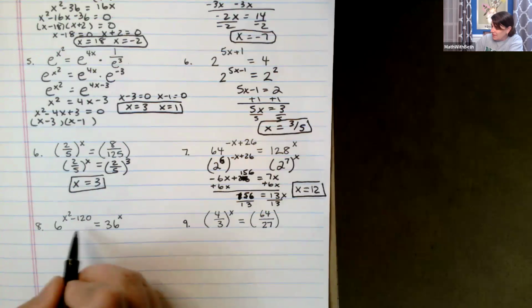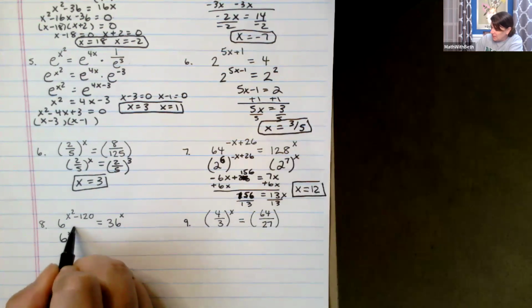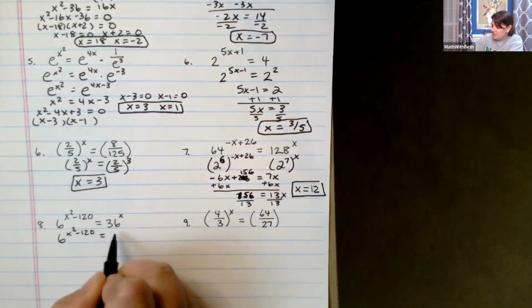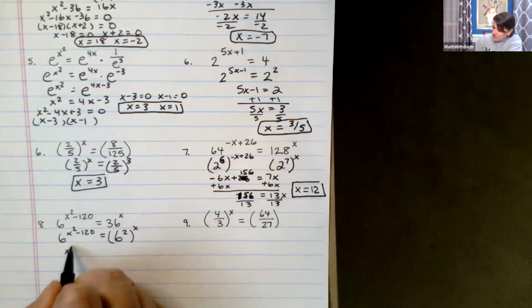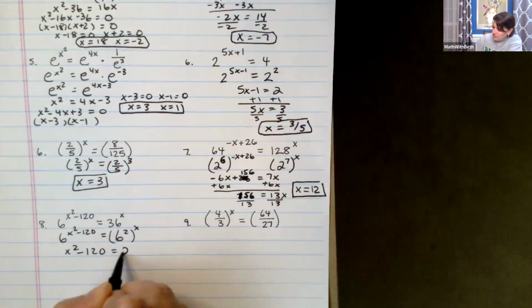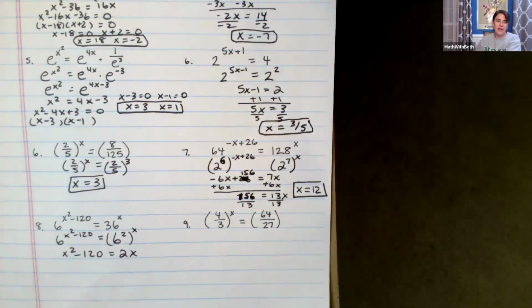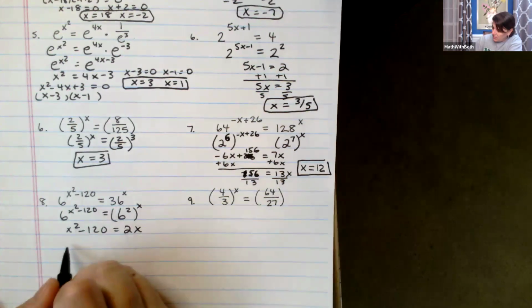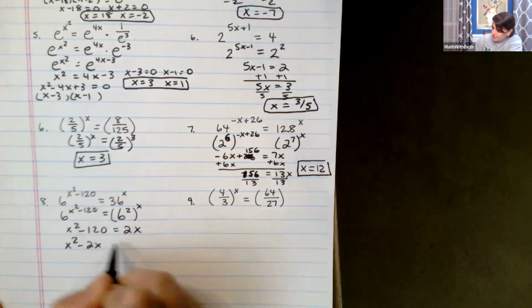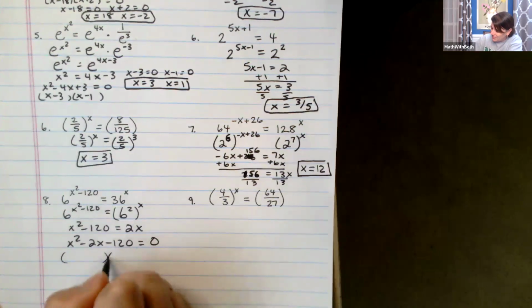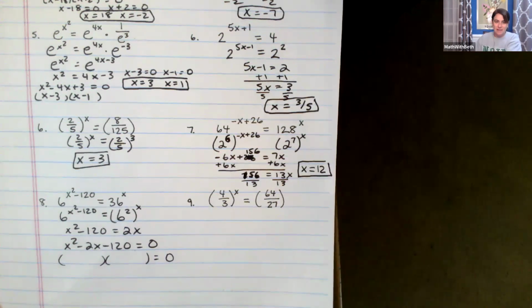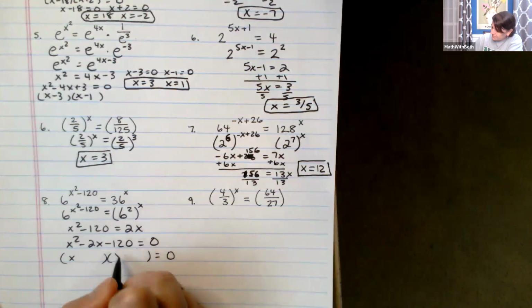Okay, number 8's a little easier. Most of you, I think, would see that you can rewrite the 36 as 6 to the second. So it becomes x squared minus 120 equals 2x. Get everything on one side. It also helps that I have more room here. So give yourself lots of room when you're trying these so you don't try to rush.